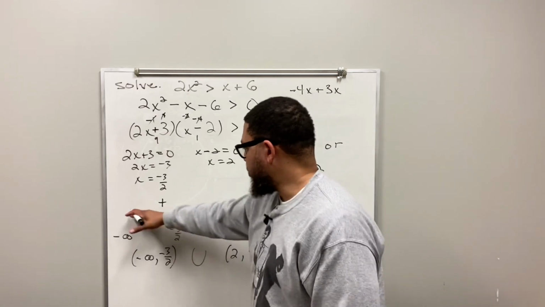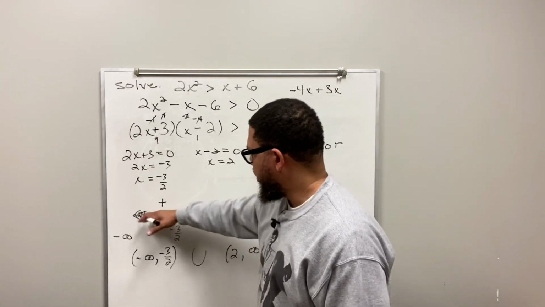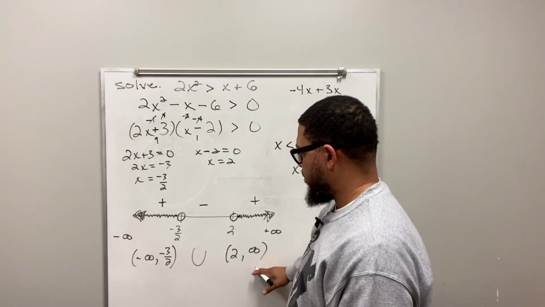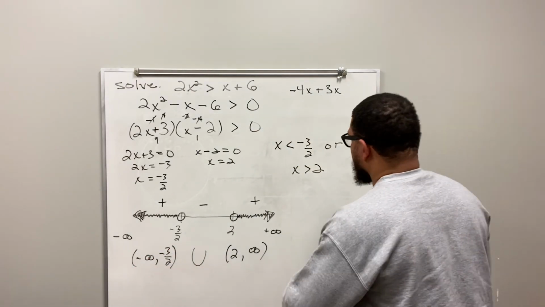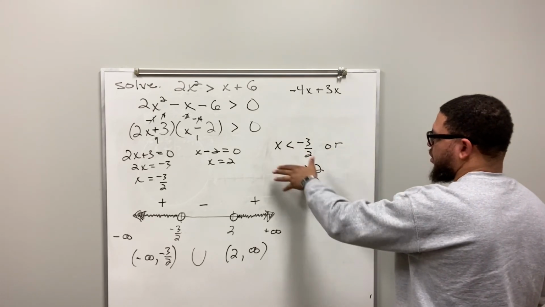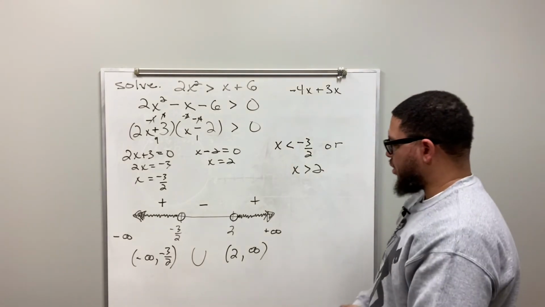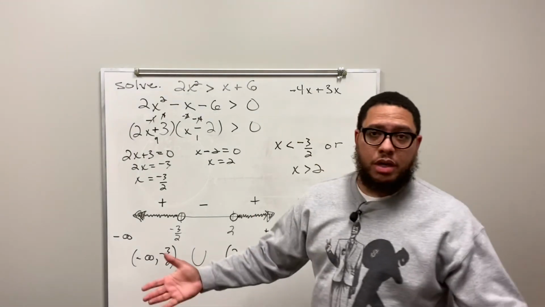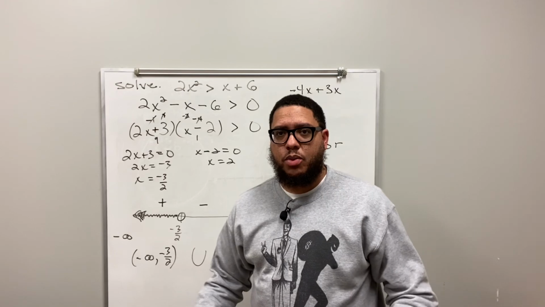We use the number line, right? Got the arrows on the number line. We use interval notation, right? And then we also use the more traditional inequality set notation. Okay. All right. And this right here is how you solve a quadratic inequality.